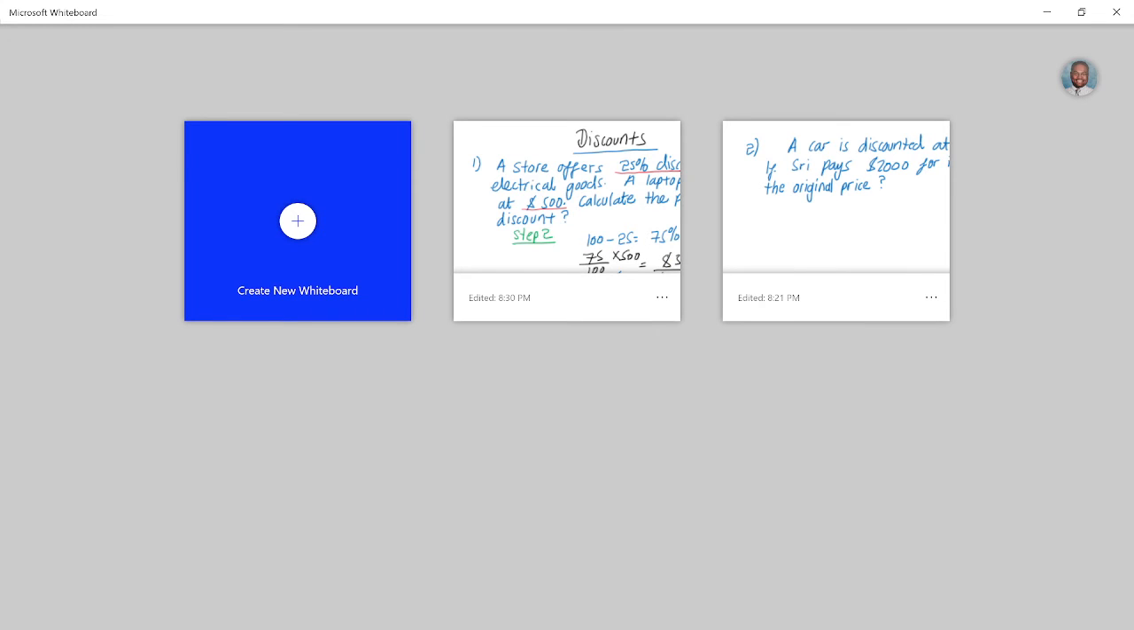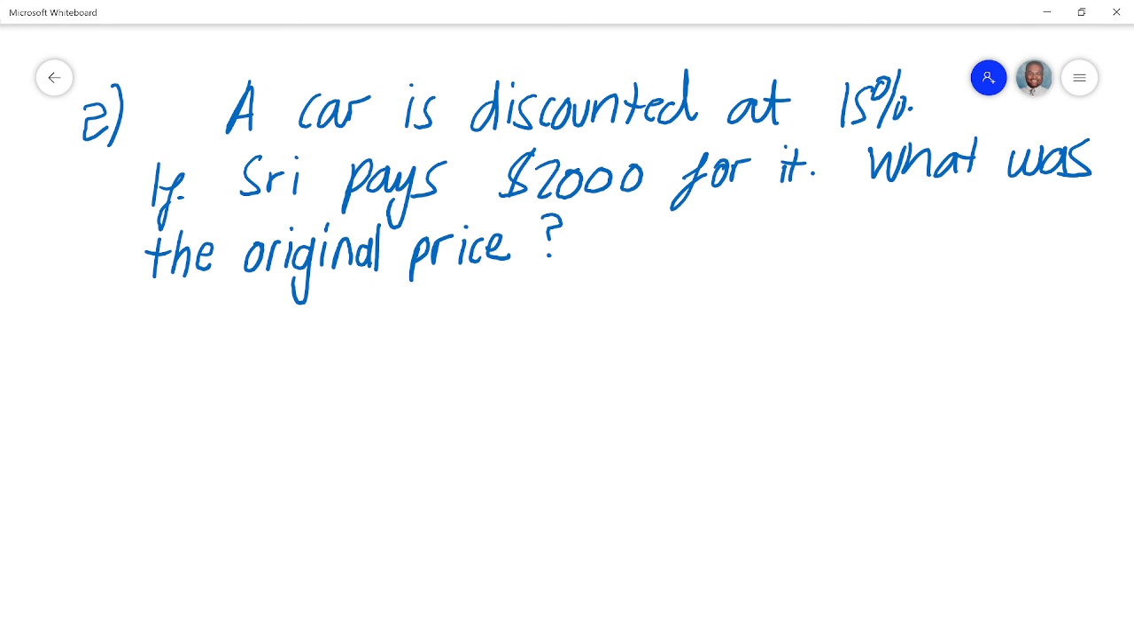Let's look at another question here. All right. So I'm going to read this out. A car is discounted at 15%. If Shri pays $2,000 for it, what was the original price? So you can see the difference between number 2 and number 1 is that in question number 1, you had your original price, you had the percentage discount, and you needed to calculate the final price. In this question, we've given you the discount percentage, we've given you the final price, you now need to find the original price.